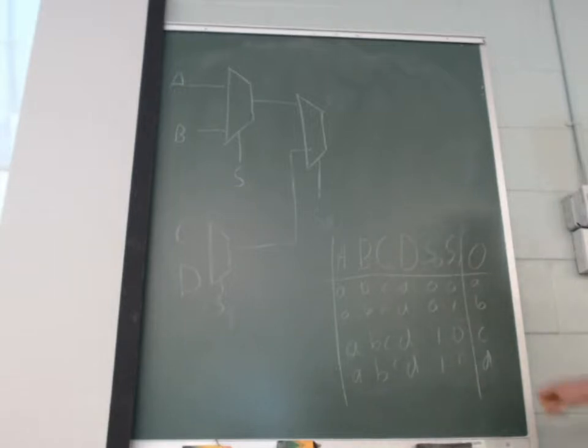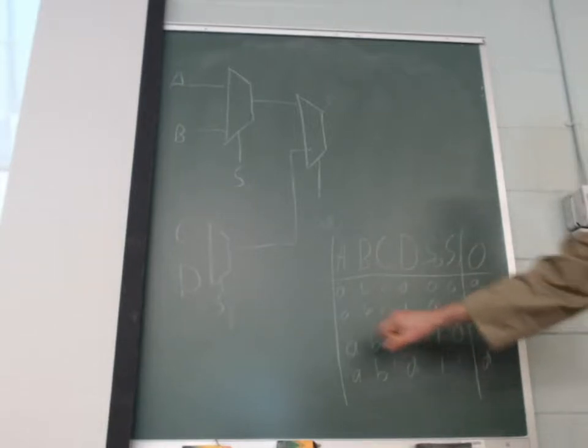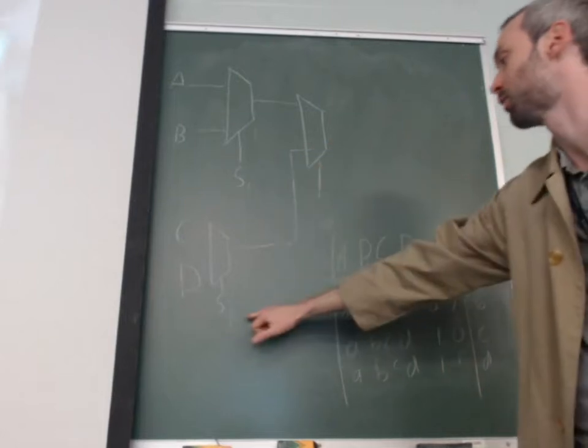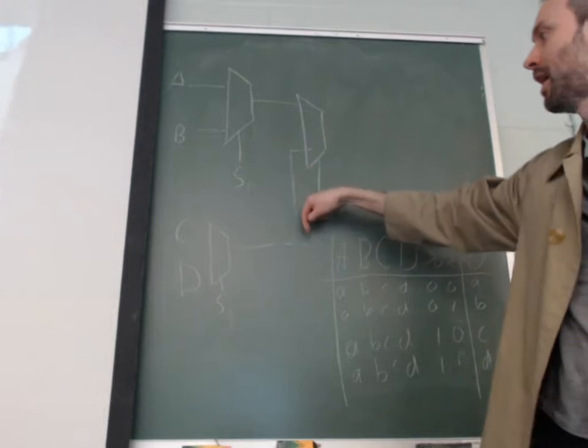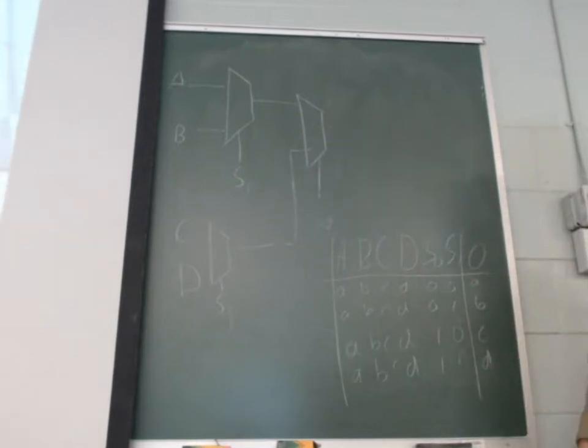Put in the truth table, things help. Because S1 is 0, that'll select C from here. I mean, S1 is 0, that selects C. S0 is 1, which will select the bottom one, and then output C. So it's 3 muxes. And what's the gate delay?